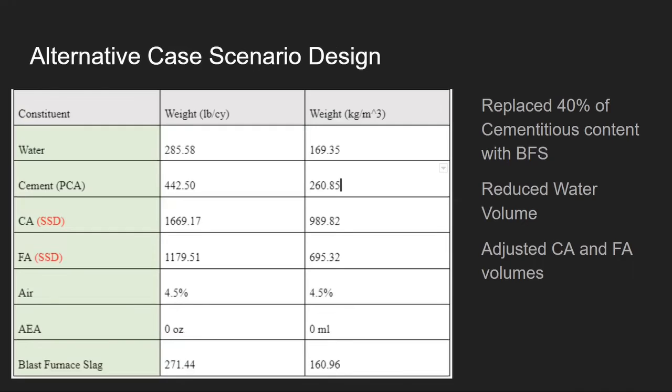For the alternative case scenario mixture, 40% of the mass of the binding material was replaced by blast furnace slag for reasons outlined in the decision-making process slide. This reduced total water volume compared to the base scenario mixture. No air entraining admixtures were used in this mixture. The adjusted weights are provided in the following table.